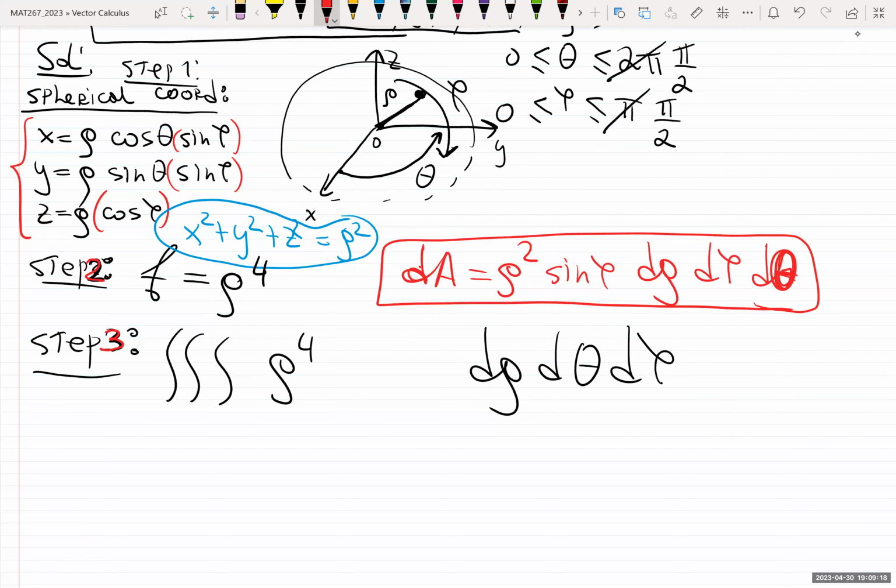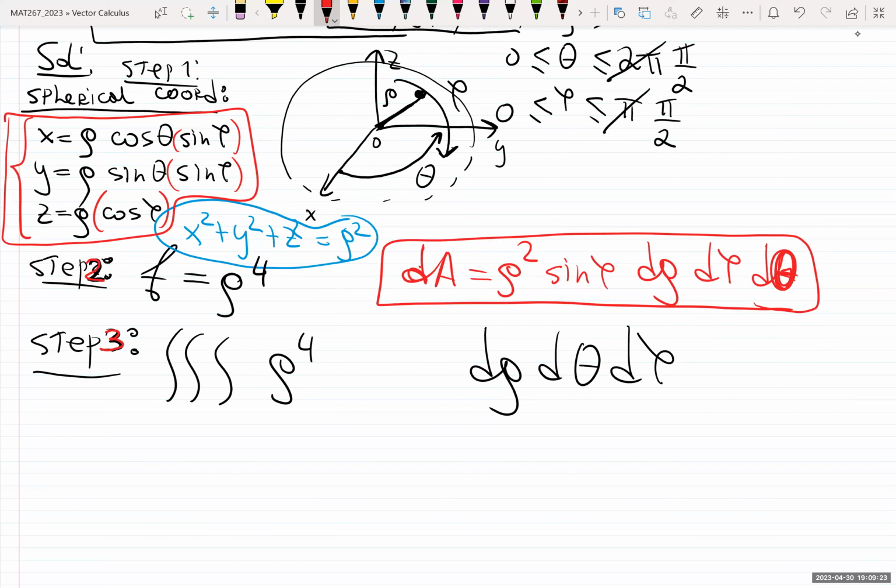If you Google spherical coordinates, they will give you 3 formulas: the system for x, y, z, the r squared formula, and dA. And you know what it means. That is the tail for the triple integral. So let's switch the order: d phi, d theta, and the tail goes inside, rho squared sine phi.